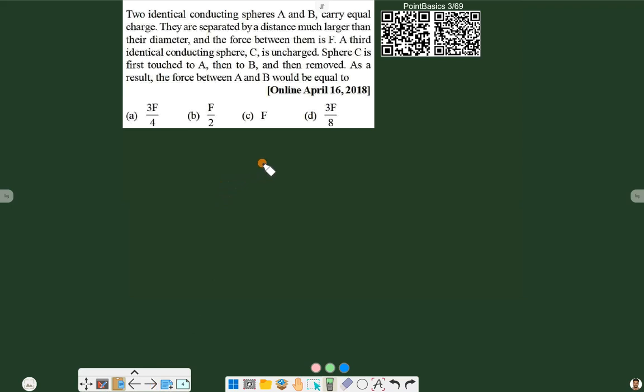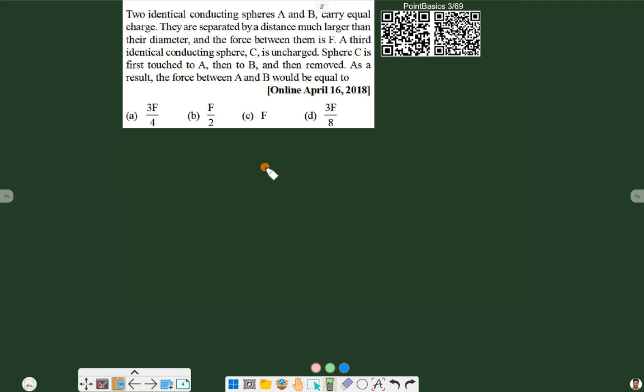So two identical conducting spheres A and B carry equal charge. They are separated by a distance much larger than their diameter. So effectively we have to neglect their diameter. And the force between them is F. A third identical conducting sphere C is uncharged. Sphere C is first touched to A and then to B and then removed. As a result, the force between A and B will be equal to.